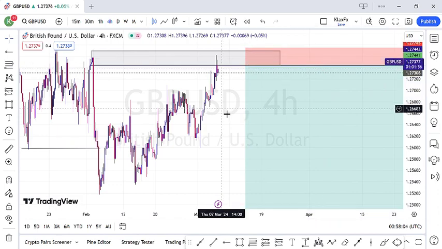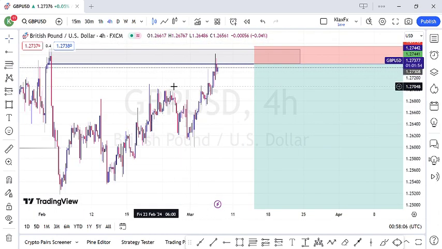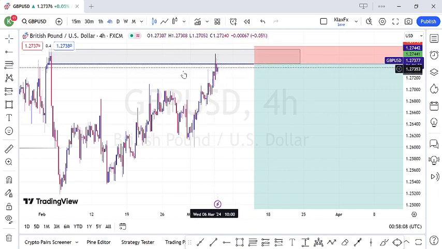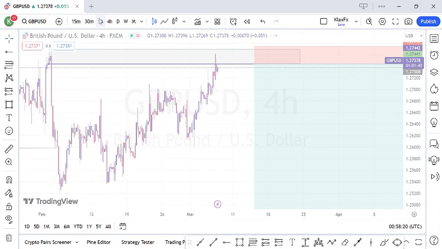So currently I have this rejection from this point here, from my SNR. Immediately tap into my daily SNR, there was this rejection, and price closed below it with an inside bar. Okay, so what I'm looking at now is for me to go down to my lower time frame.